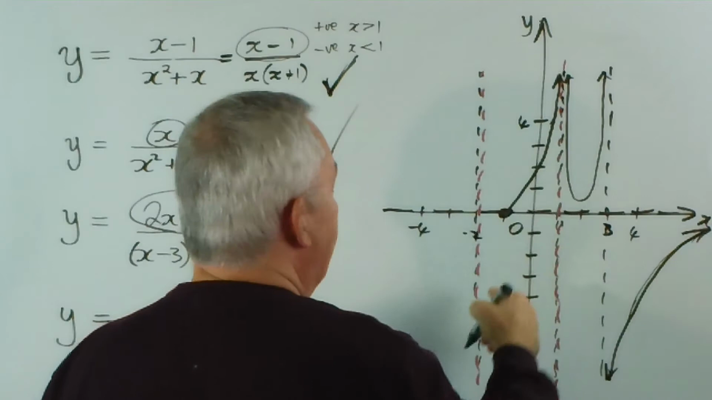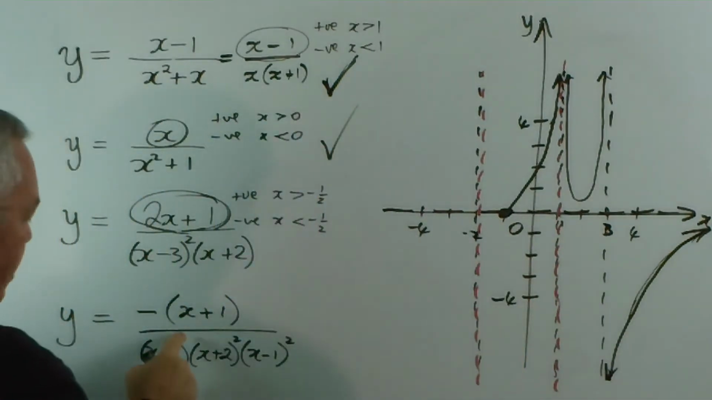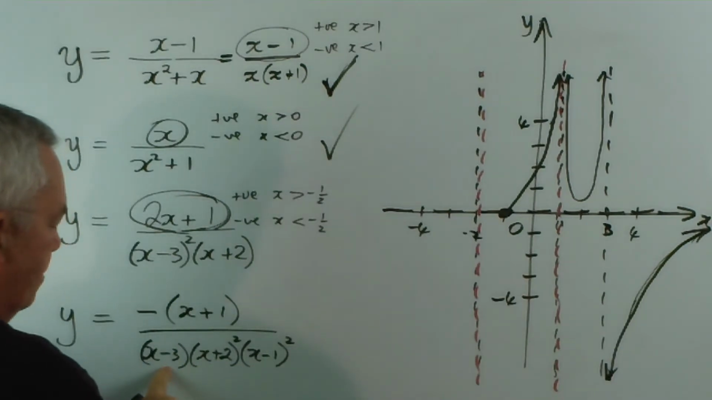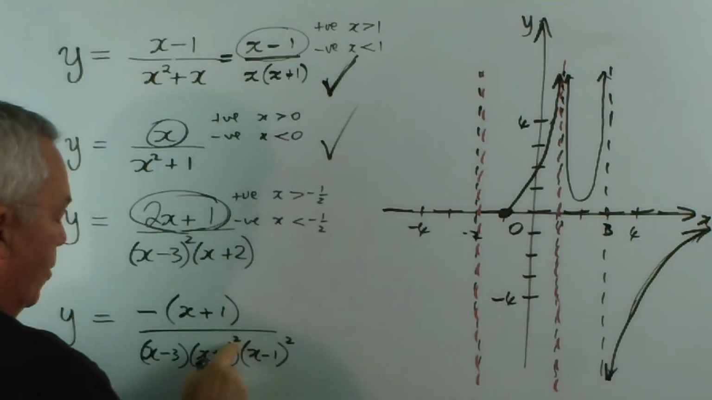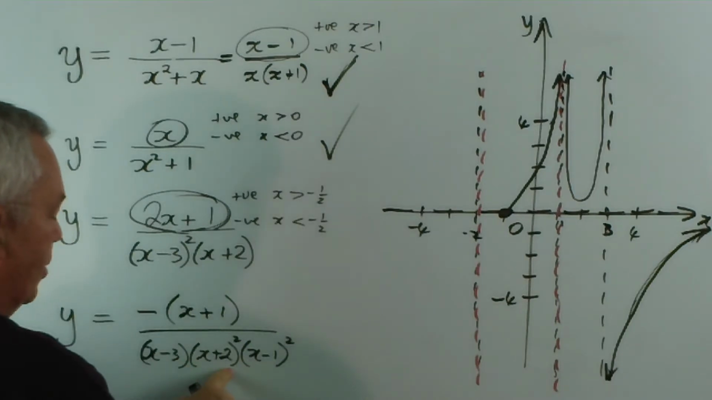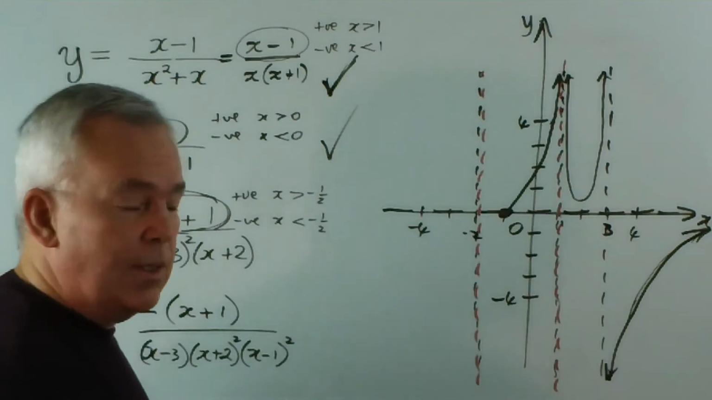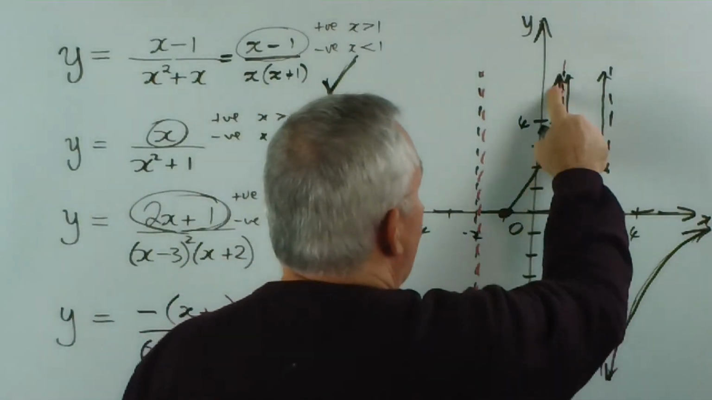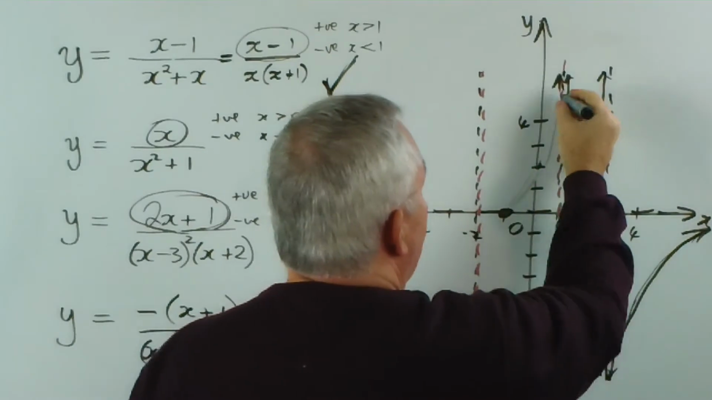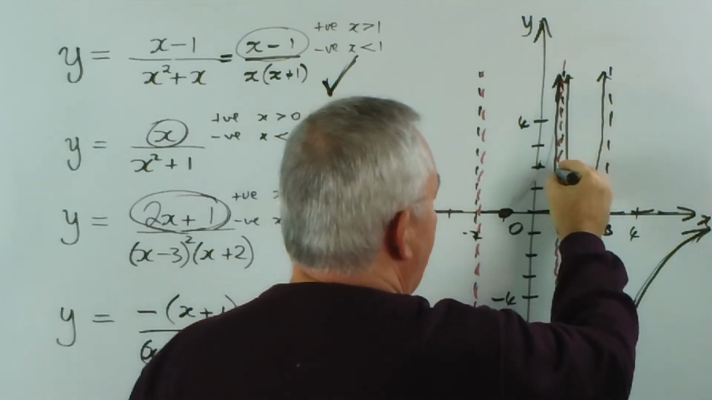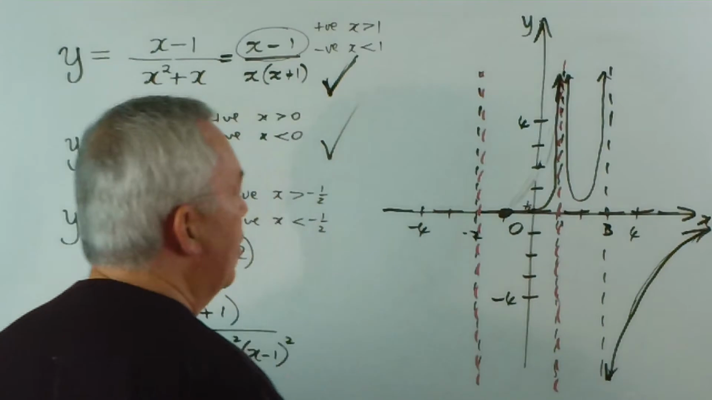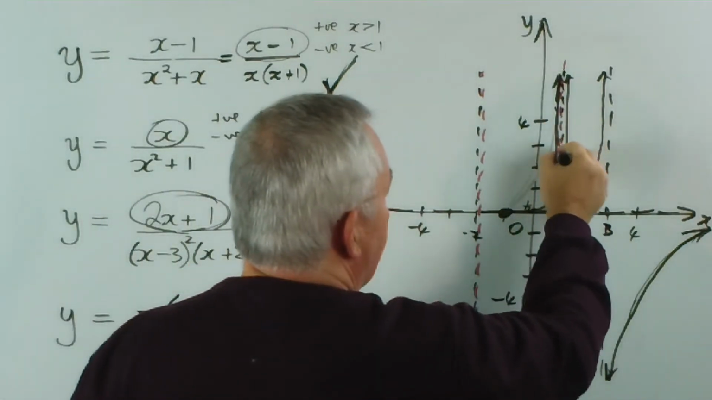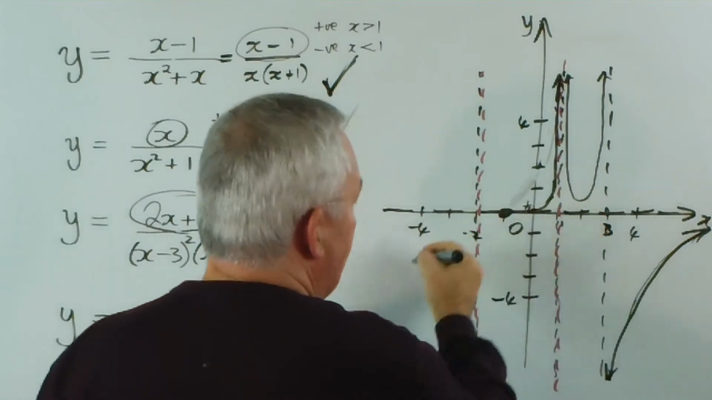By the way, I didn't check what the y-intercept was. Let's put x equals 0. If x is 0, we get -1 on the top. If x equals 0 here, we get -3 times 2 squared times -1 squared. -1 squared is 1, 2 squared is 4. So -3 times 4 is -12. -1, oh dear, -1 over -12 is +1/12. So this is way off. This would come way down here and zip across at 1/12, 1 over 12 on the y-axis. That's extraordinary, isn't it? Quite a sudden swing across.